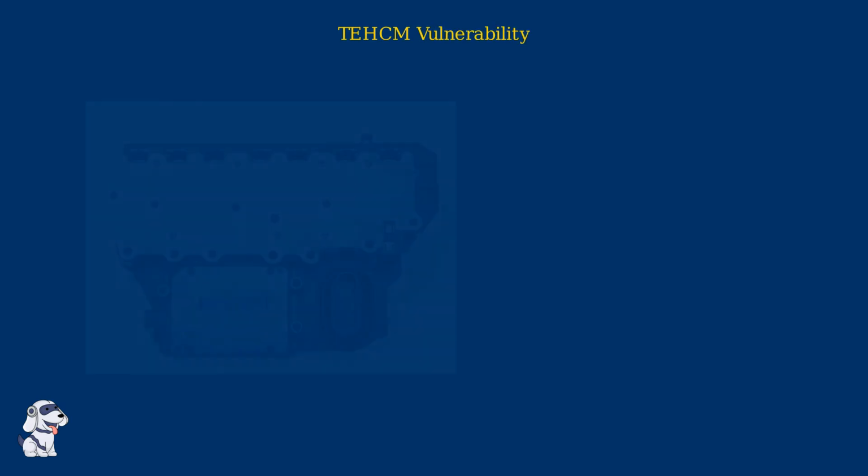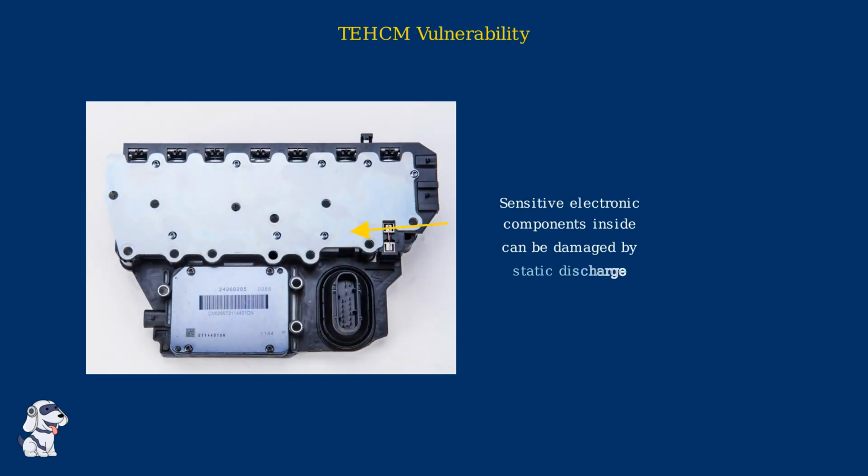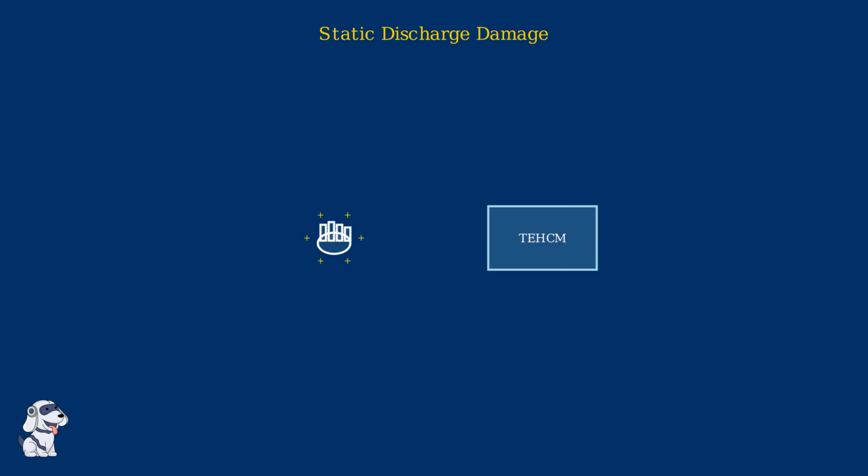The TEHCM contains highly sensitive electronic components that can be permanently damaged by static discharge. Even a small spark that you cannot see or feel can destroy delicate circuits inside the module. When a charged hand or tool approaches the TEHCM connector, static discharge can jump across the gap. This invisible damage can cause immediate failure or create weak points that fail later under normal operation.